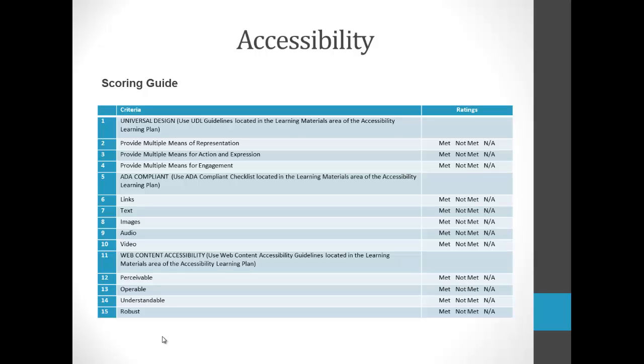For accessibility, here would be the 3 big items that we're looking for again: universal design, ADA compliant, and web content accessibility. And we would need those to be met for the most part, if it's applicable.